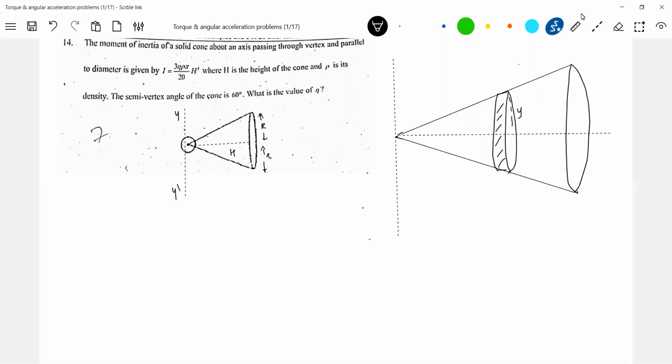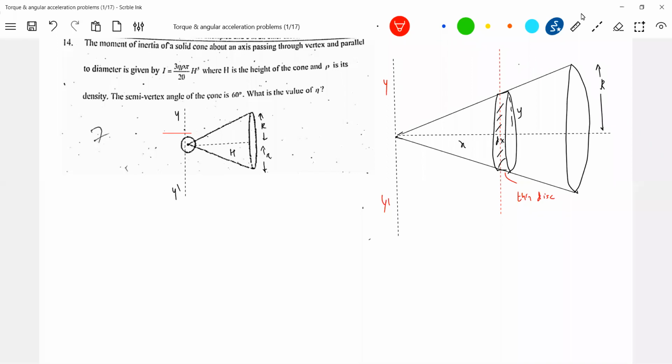Let the radius of this be y. Let it be at x, and let this be distance dx. This is r. First, we'll find out the moment of inertia of this. What is that strip? Can you give any name for that strip? It's a thin disc, no? We are supposed to calculate about y dash. So there's a thin disc.